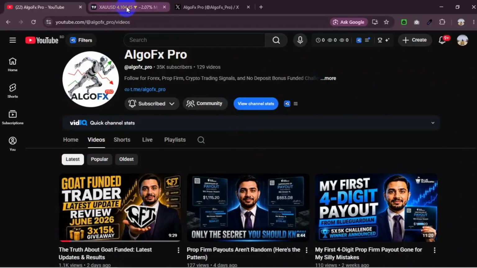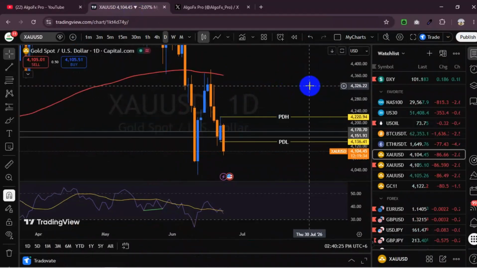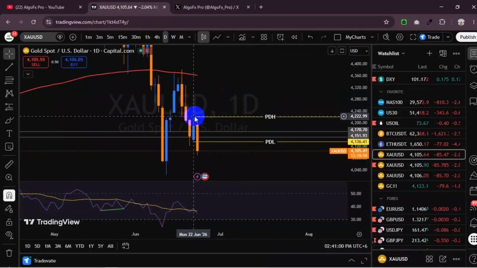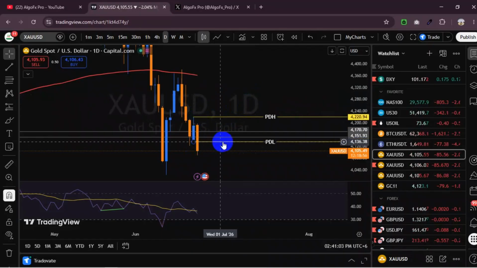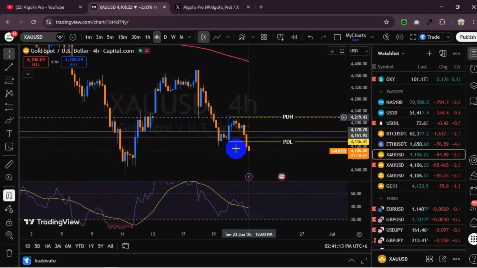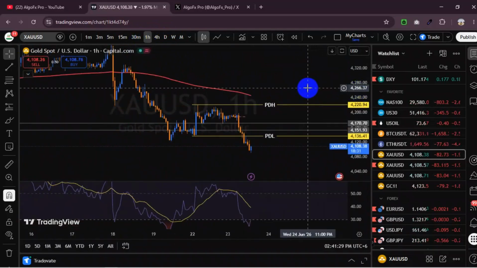Let's get back to the main point, which is my strategy, how I trade and what is my approach. So at first, when I open my TradingView, my first task is to mark the previous day high and previous day low. Here you can see. Then I go to the lower time frame. I check the 4 hour bias and then the 1 hour structure. Where is the market and where is it going?